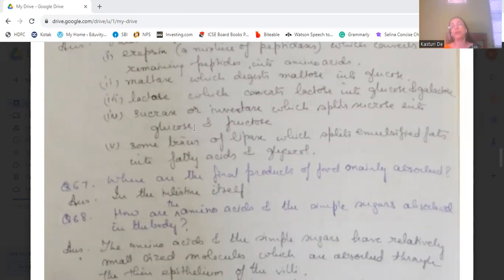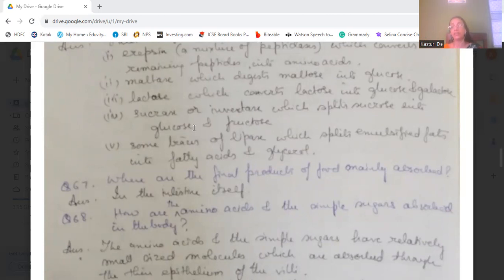Where are the final products of the food mainly absorbed? In the small intestine itself. Mainly the small intestine absorbs all the food, and mainly water is absorbed in the large intestine.